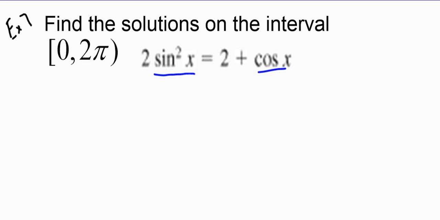So to do this by hand, I'm first going to subtract and make it equal to 0. So what we have is 2 sine squared of x. I'm going to subtract 2 to the other side, and I'm going to subtract cosine of x to the other side as well. I'm going to set that equal to 0.